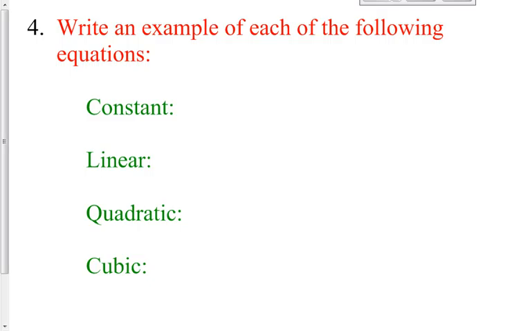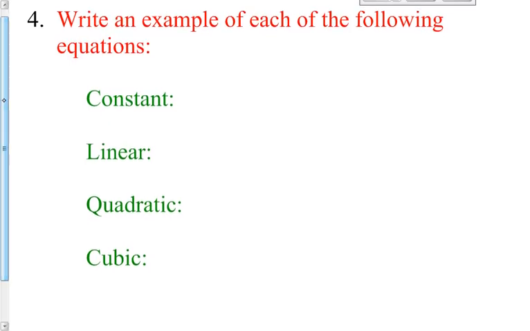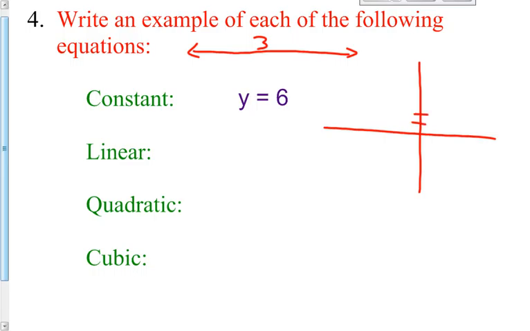So, kind of a summary of what we've been talking about ever since the very first chapter. Write an example of each of the following equations. A constant. A constant is a completely horizontal line. It is constantly 3, or it is constantly 5, or in our case, I want you to write this down in your notes, y equals 6. This is a constant function. There is no slope to this. We have a completely horizontal line.